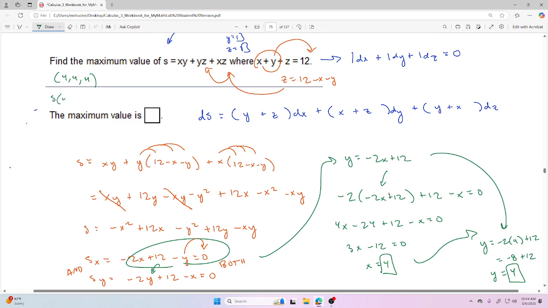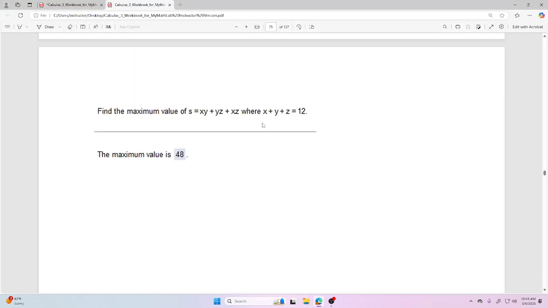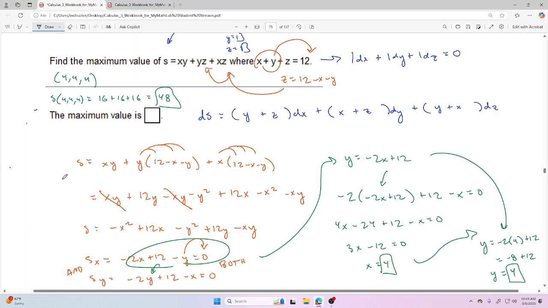So S of 4, 4, 4 would be 16 plus 16 plus 16, because it's 4 times 4, 4 times 4, 4 times 4. Is that 40? 48, thank you. I was about to say 42. 48. Let me flash the answer real quick. I forgot to pull this up. 48, there it is. We got it.